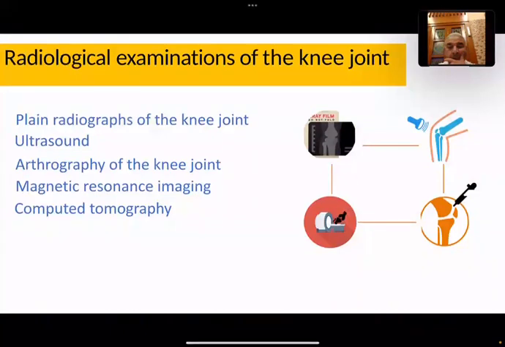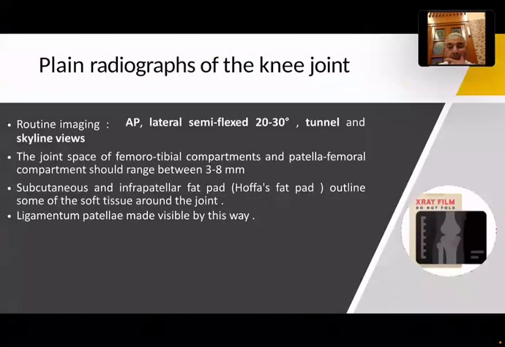Radiological examination of the knee joint: plain radiograph of the knee joint, ultrasound, arthrography of the knee joint, magnetic resonance imaging, and computed tomography. Plain radiograph of the knee joint. Routine imaging: AP, lateral semiflexed 20 to 30 degrees, tunnel and skyline views.